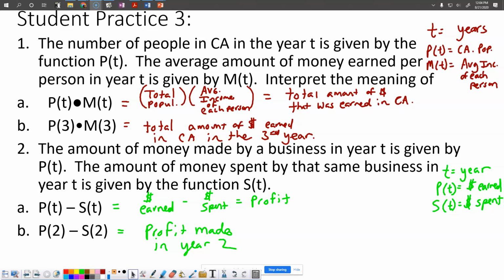Well, it's the amount of money you've earned minus the amount of money you spent. And so what we call that in the world of business is profit. Okay? Now, if you didn't use that word, that's fine. Maybe you said it's the difference between the money earned and the money spent. That would be perfectly fine as well. Part B, though, is in the 2nd year now. So what this would be is the profit that was made in the 2nd year. Or you could say it's the difference in the amount of money that was earned and the amount of money that was spent in the 2nd year. So those are your 2 ways of interpreting that one.